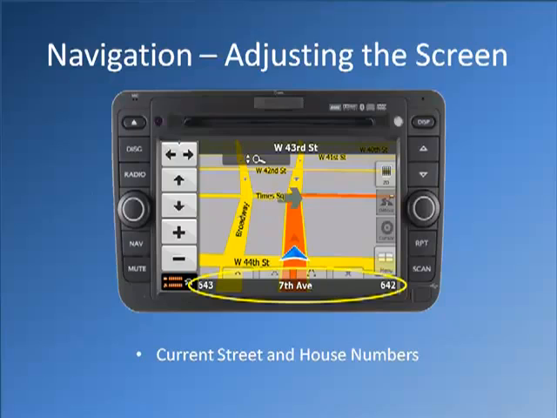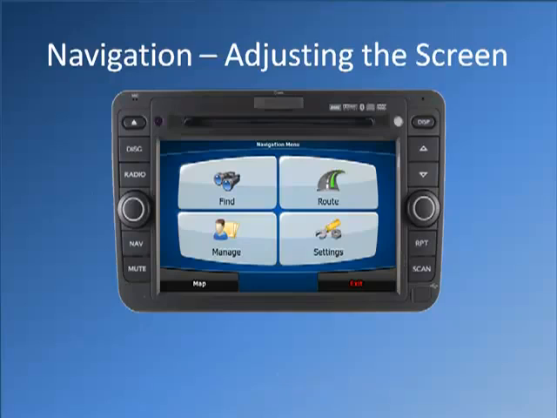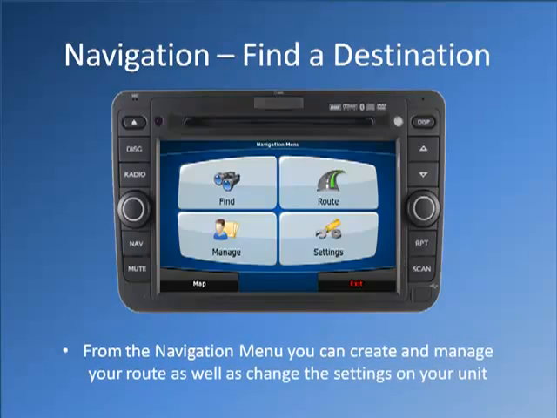Current street and house numbers. Opens the cursor menu. Press to open navigation menu. From the navigation menu, you can create and manage your route as well as change the settings on your unit.